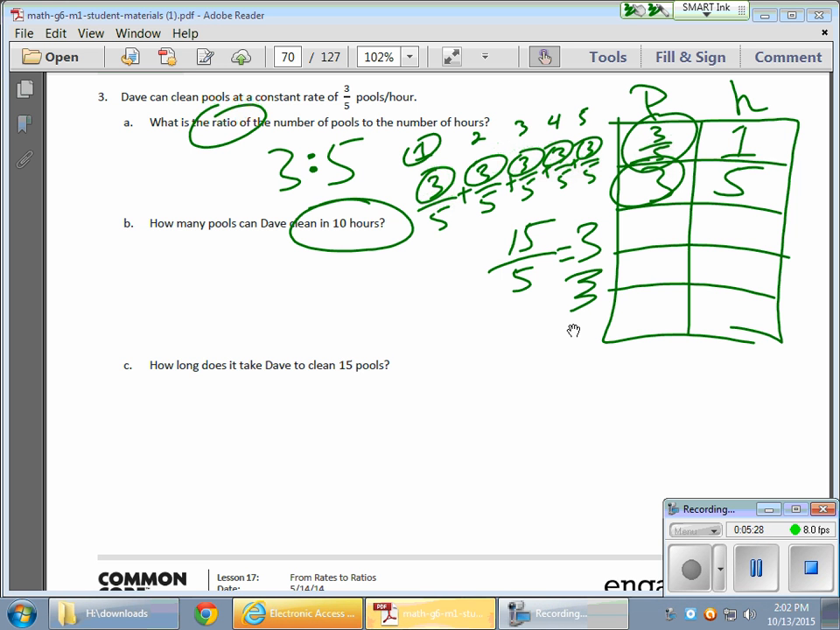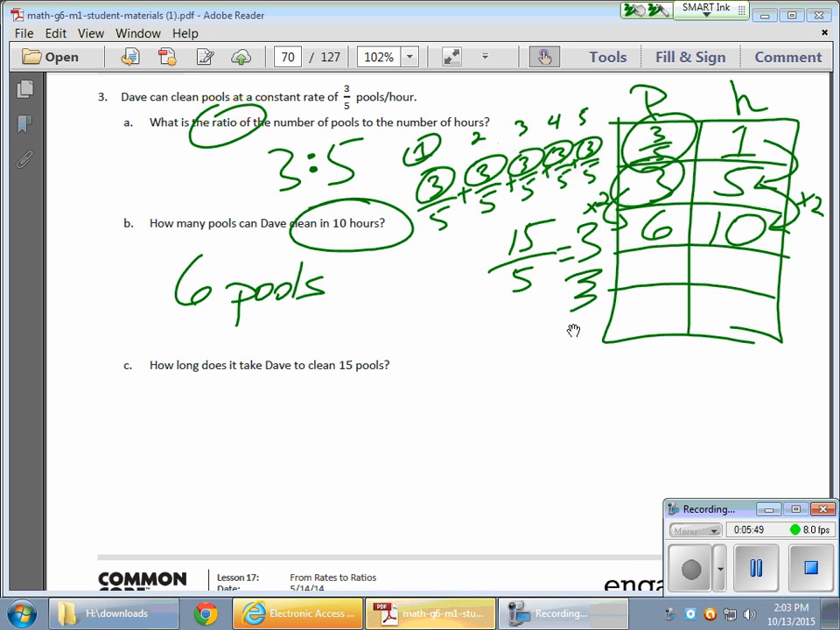Well, how many pools can Dave clean in 10 hours? I'm just going to plug in this 10 over here because I see that my pattern works wonderfully for this. So I have a times 2 right here. 5 times 2 gives me 10. Therefore, 3 times 2 gives me 6. And that tells me Dave's going to clean 6 pools in that amount of time.